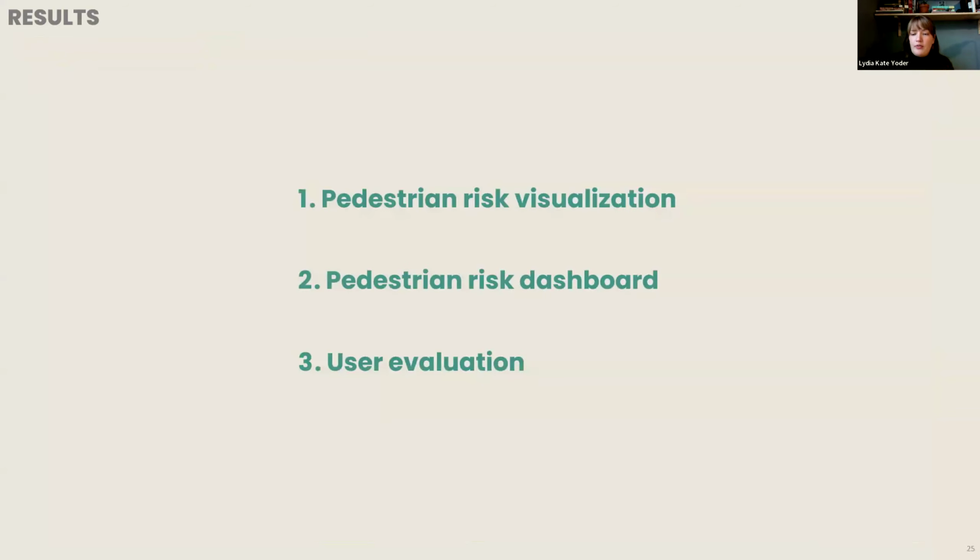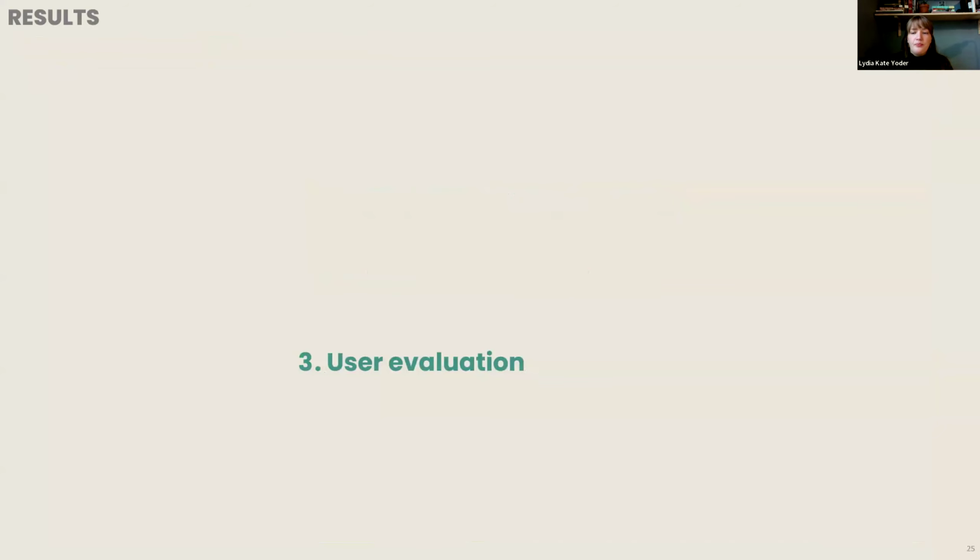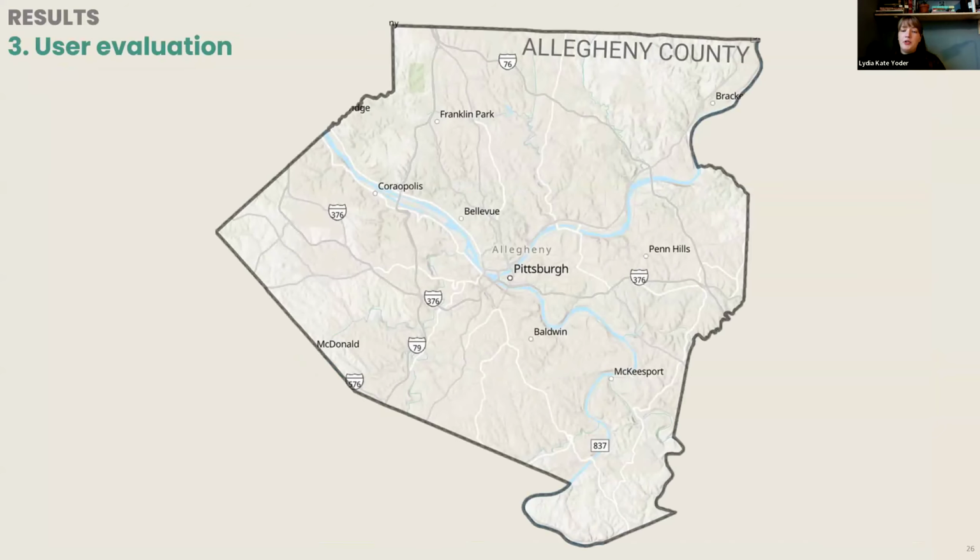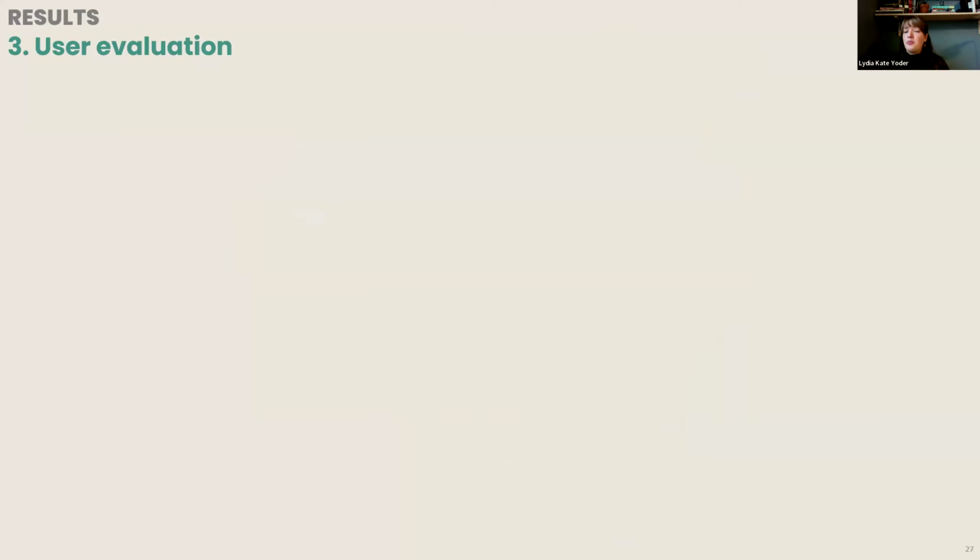Finally, the results of the user evaluation. So 10 municipal government employees in Allegheny County completed the user evaluation within a 2-week testing period. The participants included 3 employees from the city of Pittsburgh, 5 from inner ring suburbs, 1 from an outer ring suburb, and 1 from a rural municipality on the edge of the county. The roles of participants included planners, administrative employees, public safety employees, a traffic engineer, and others. I'll start by summarizing a few major themes of the qualitative responses.